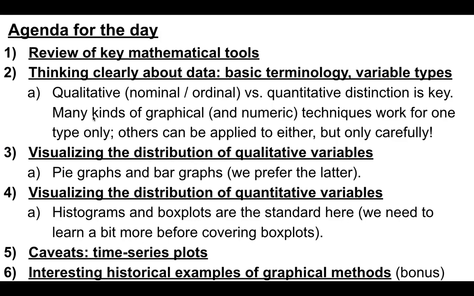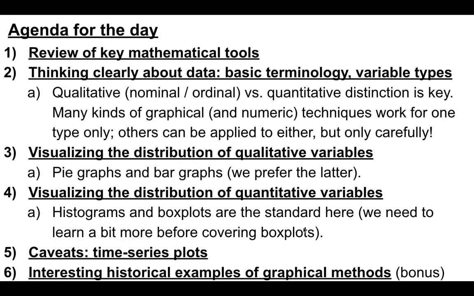It turns out that most of the graphical and then later numeric techniques that we'll learn work for only one type. And then we'll talk about the distribution of qualitative variables. We'll go over pie graphs mostly as a negative example, and then we'll talk about some reasons to prefer bar graphs. We'll talk about the distribution of quantitative variables, and we'll go over histograms and box plots.